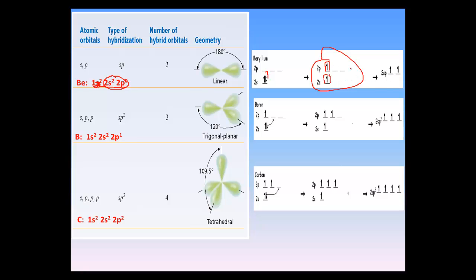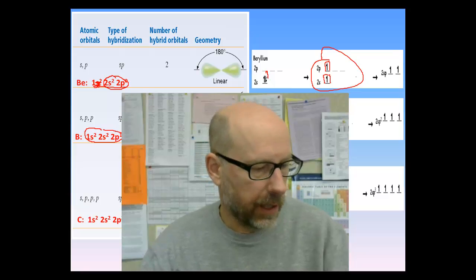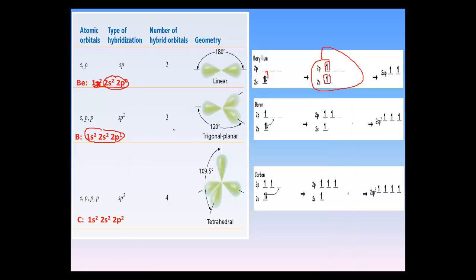Because they're made out of an s and a p. Let's try boron. So look at your periodic table, and you'll see that boron has 5 electrons: 1s2, 2s2, 2p1. It ends up being a trigonal planar molecule with 120-degree bond angles.